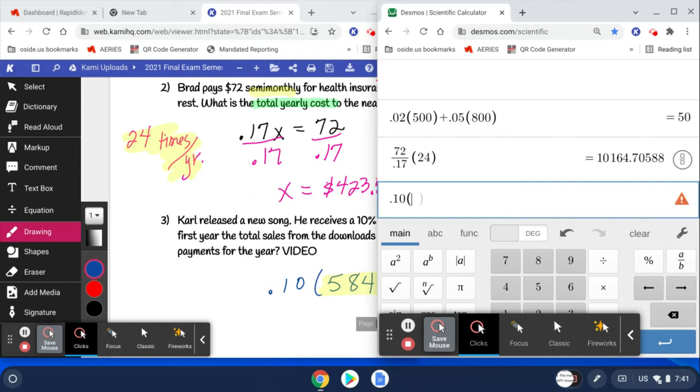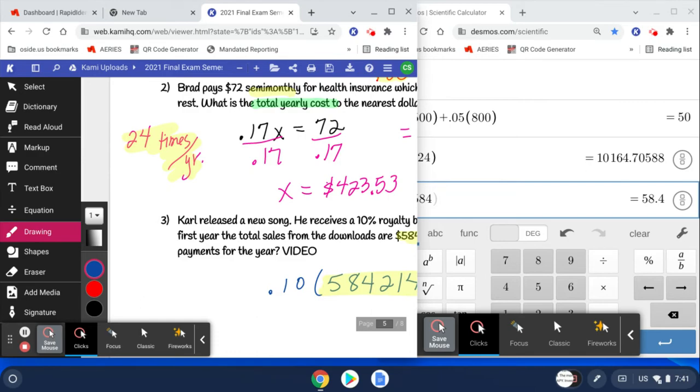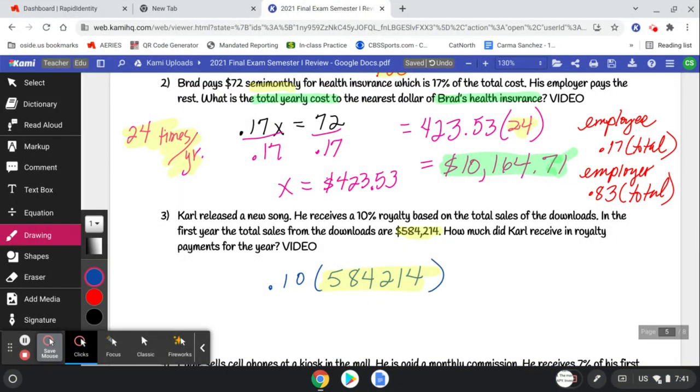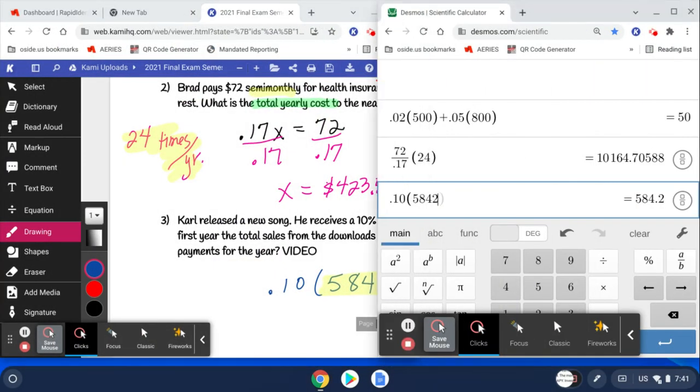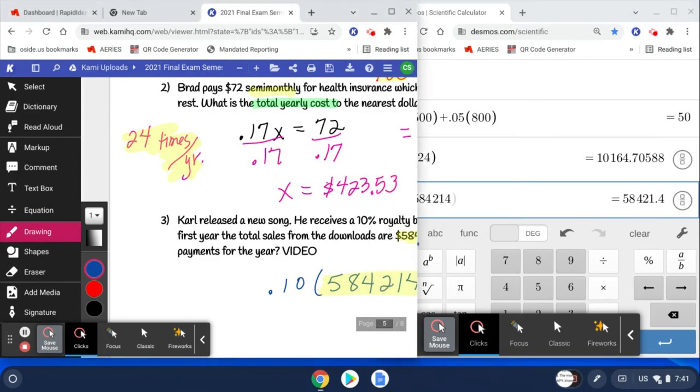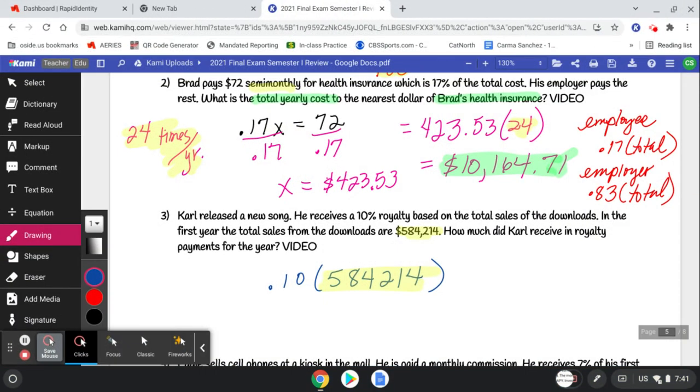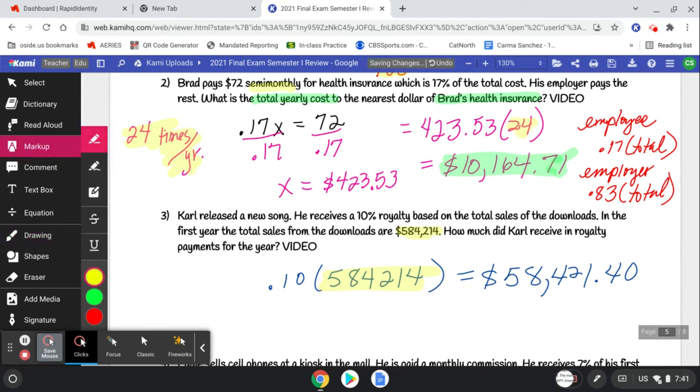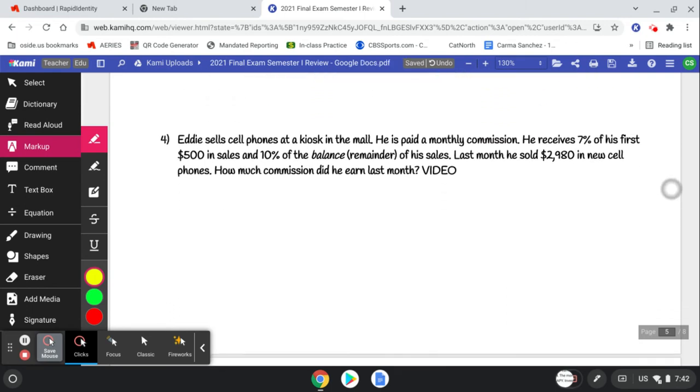times 584,214 is $58,421.40. Do you see how we just moved the decimal once for a 10%? So $58,421.40. All done. Okay, that's royalties, just like taking a commission.